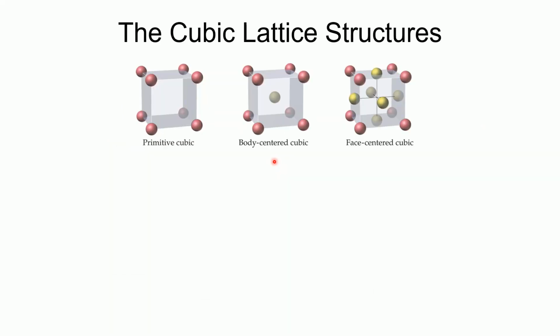All right. So when we're looking at the cubic lattice structures, there's three primary types that we're going to be interested in. We have primitive cubic, body-centered cubic, and face-centered cubic. The primitive cubic will have one atom at each of the corners of that unit cell. For body-centered, we've got one of the atoms at each corner of the unit cell and then one in the middle. And for face-centered, we've got one at each corner and we've got one on each face.